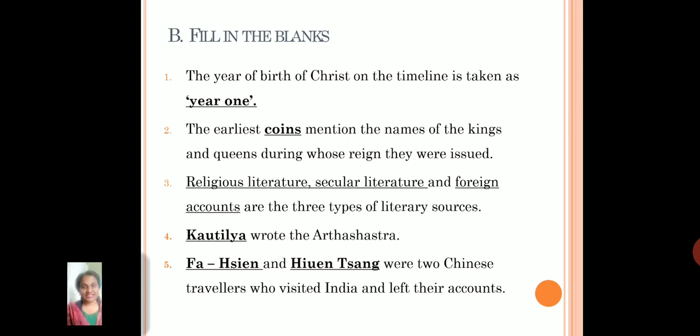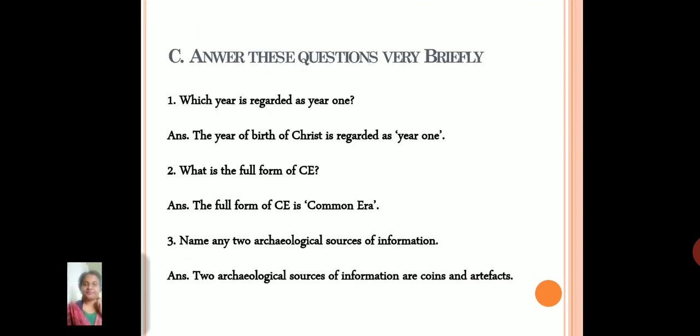So how are we going to write the spelling? Capital H, I-U-E-N. Hiuen. T-S-A-N-G. Tsang. So Fa-Hien and Hiuen Tsang were two Chinese travelers who visited India and left their accounts. So these are foreign writers who came from abroad and wrote about their experience in India.